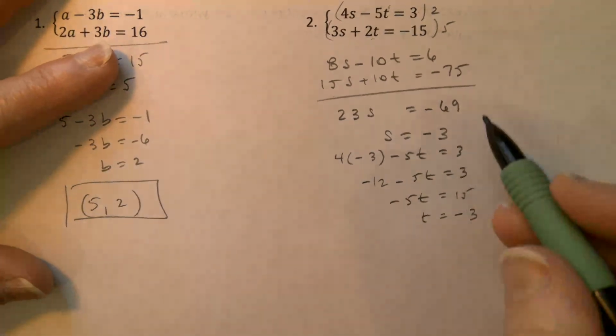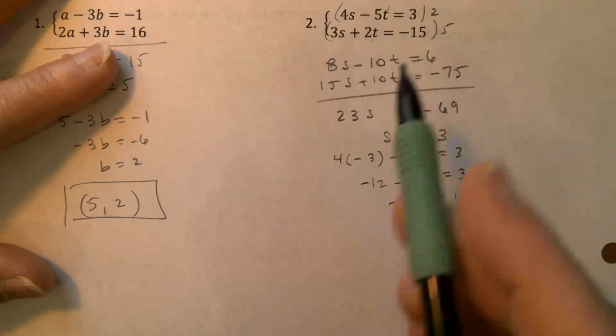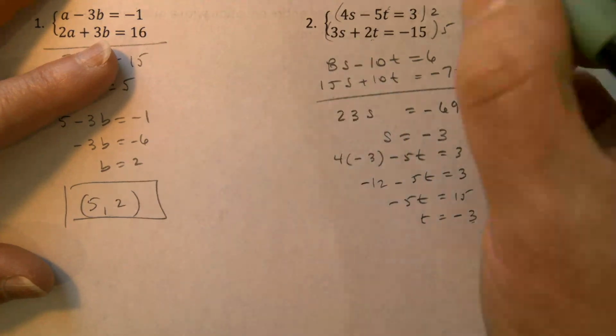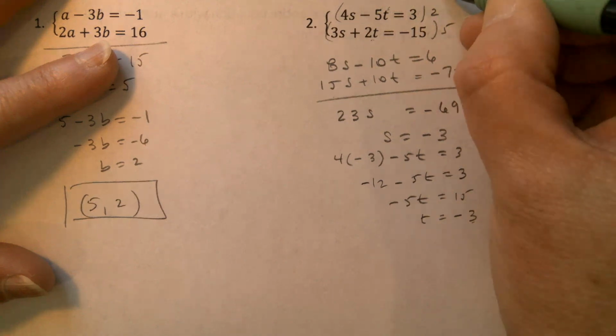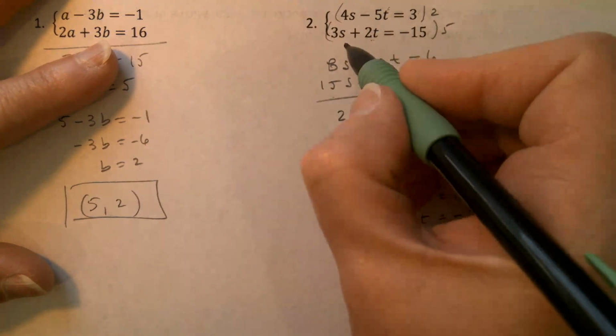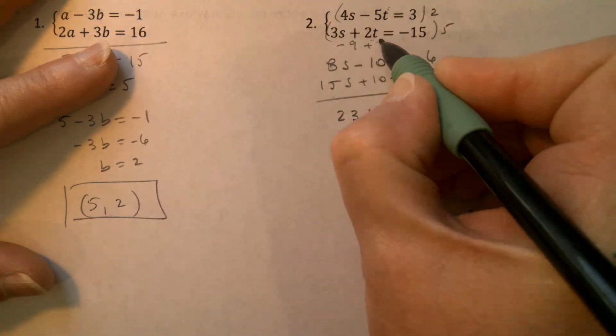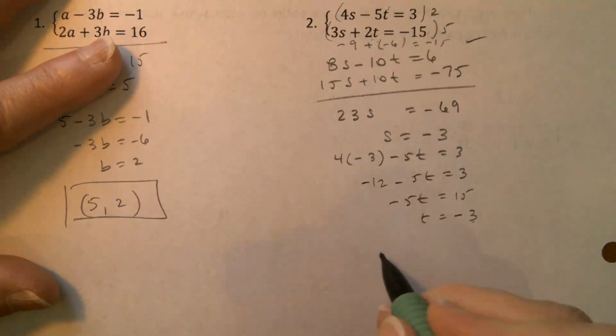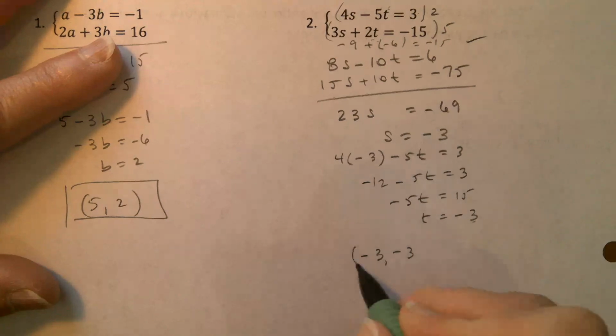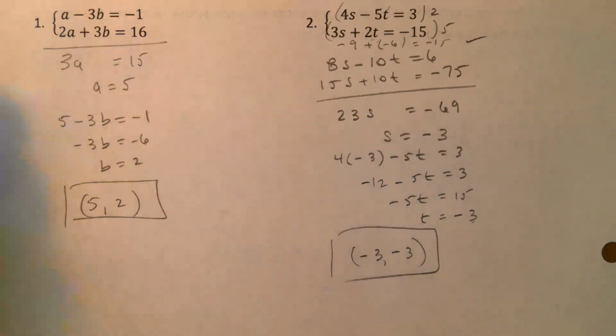So let's check. So they're both -3. So that would give me -12 plus 15 equals 3, and that is correct. This would give me -9 plus -6 equals -15, and that is correct. So S comes before T. In this case, it doesn't matter since they're both the same. And there is my solution.